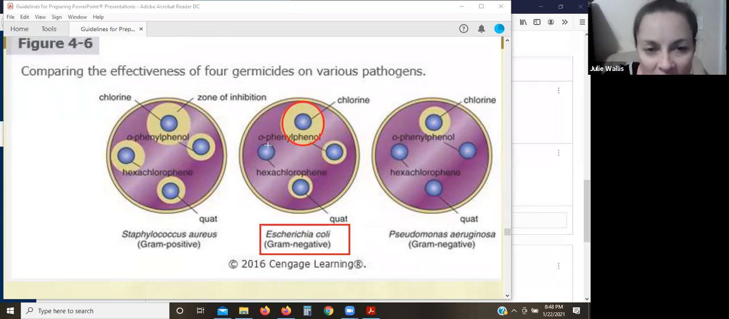And then your alpha phenol is a little effective, but not as effective as chlorine. And then same with quat. And then here you see hexachlorophene is not effective at all against E. coli because there is no zone of inhibition. So just in case you didn't understand that whenever we went through it before, there's another example kind of showing you the difference.